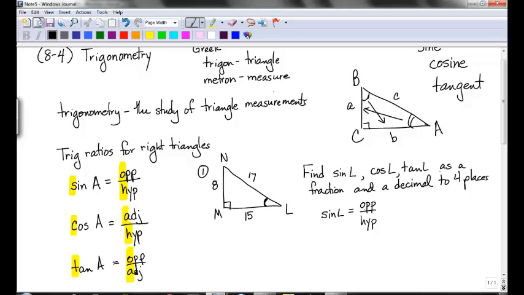If they don't give it to you, they may give you the hypotenuse and not one of the sides. So then you'd be solving for a or b. Okay, but on this one they give you all 3 sides, and you look at angle L. What's the opposite side? 8, and the hypotenuse is 17. Okay, so you've written it as a fraction. Now write it in 4 decimals.